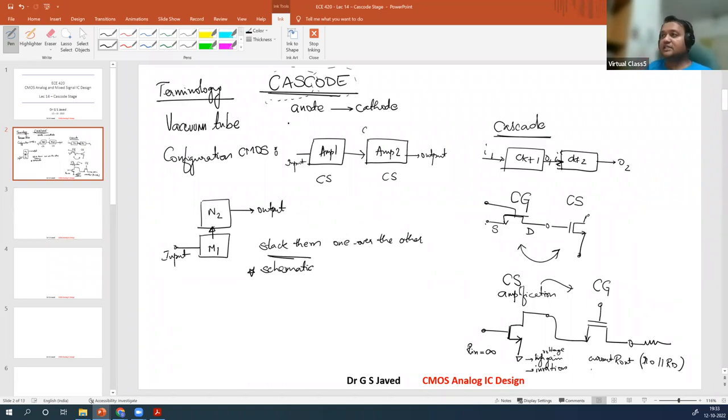Now, what are the benefits of cascode? The first benefit of the cascode was, it provides a wider bandwidth.